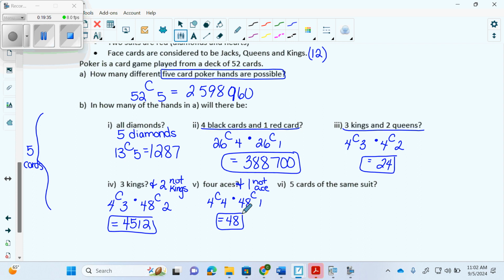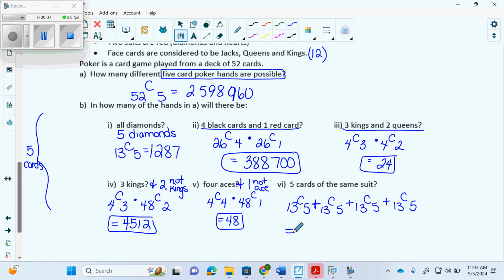All right. 5 cards of the same suit. How many suits are there? 4. So we're going to have to do each suit separately: 5 spades, or 5 clubs, or 5 diamonds, or 5 hearts, which would be 13C5 for diamonds, or 13C5 for clubs, or 13C5 for spades, or 13C5 for the suit.